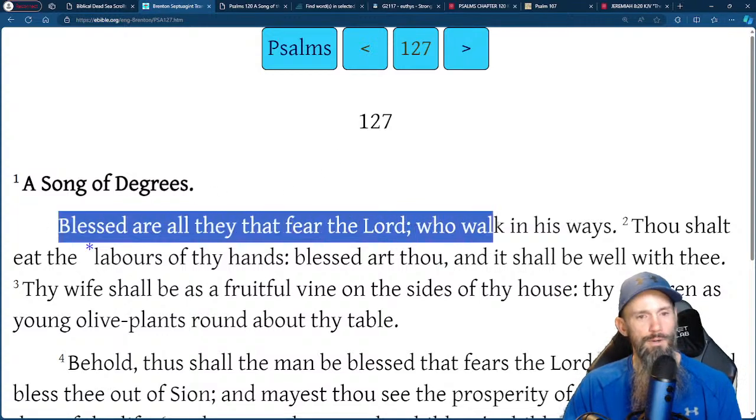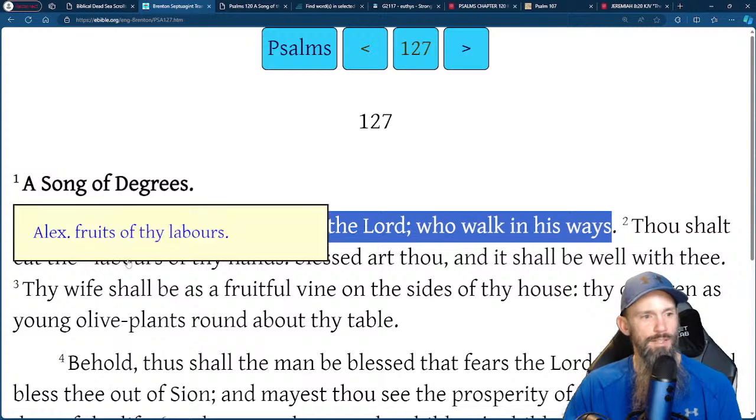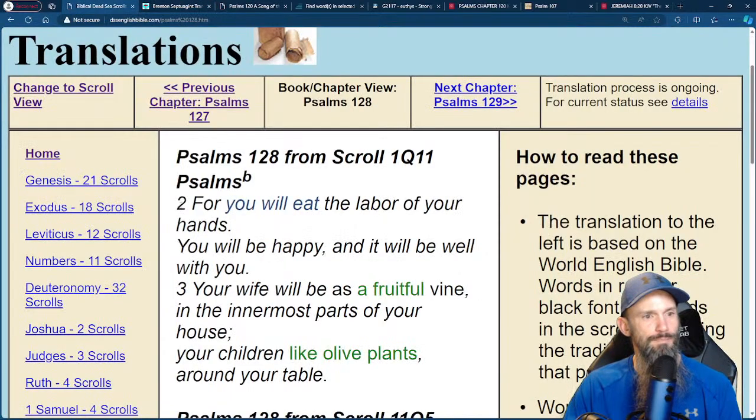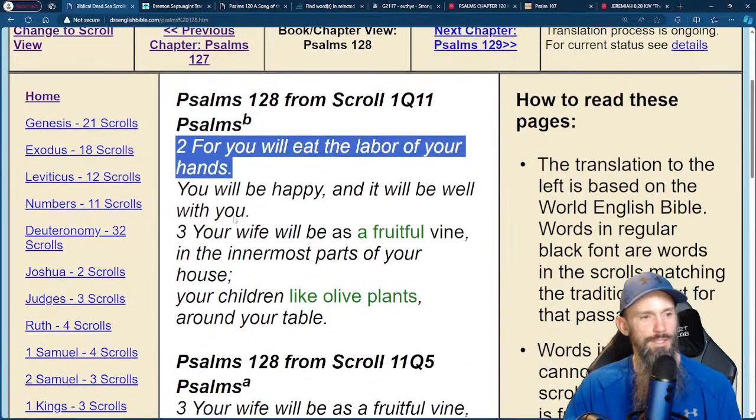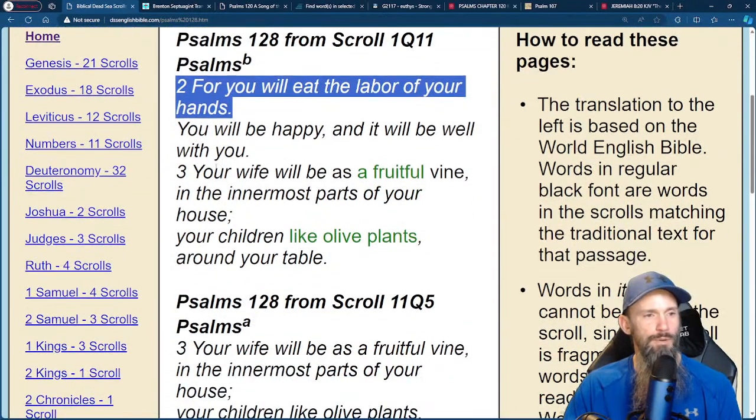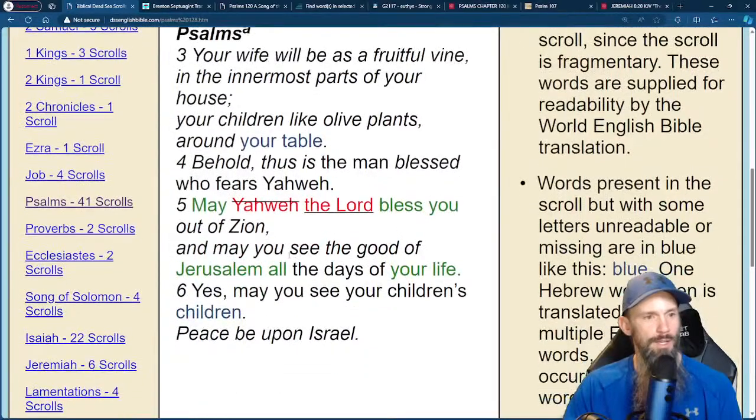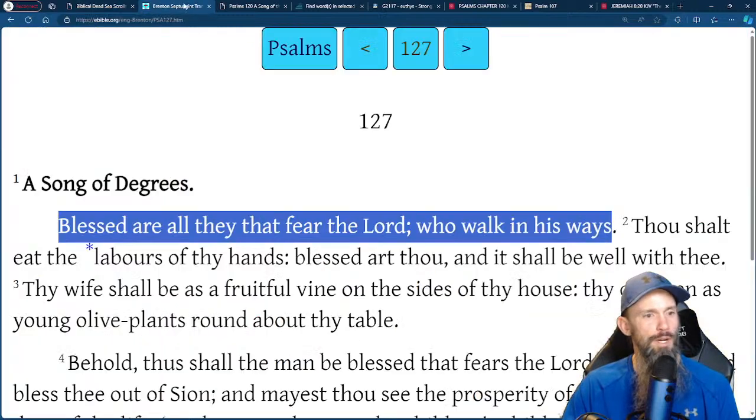Blessed are all they that fear Yahuwah, who walk in his ways. You will eat the labor of your hands. You will be happy, and it will be well with you. Your wife will be as a fruitful vine in the innermost parts of your house, and your children like olive plants around your table. Interesting. May Yahuwah bless you out of Zion, and may you see the good of Jerusalem all the days of your life. Yes, may you see your children's children. Peace be upon Yisrael.